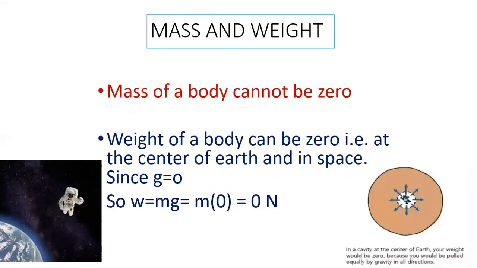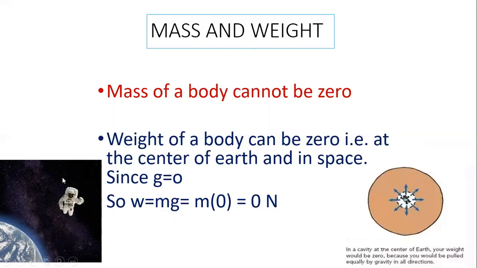Mass of a body cannot be 0. That is true by definition, and I hope you have a good idea of why mass cannot be 0, because it is the matter contained in the body, and it doesn't change. Matter inside our body doesn't change. That is why it cannot be 0. Weight of a body can be 0. Yes, it is possible, at the center of the earth and in space. g is 0 in space.